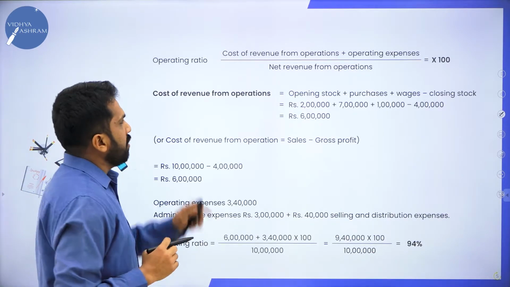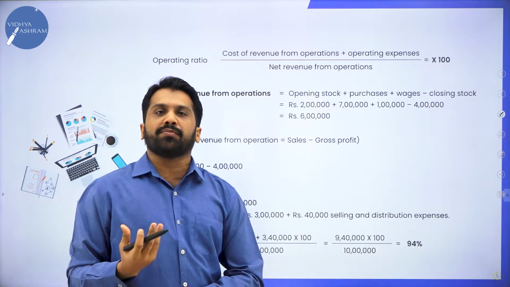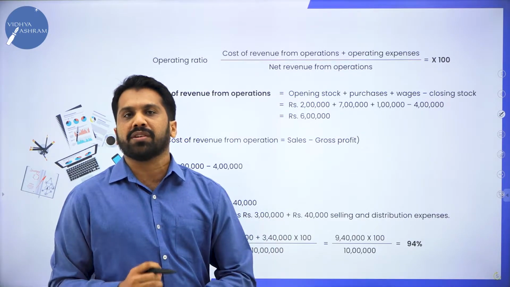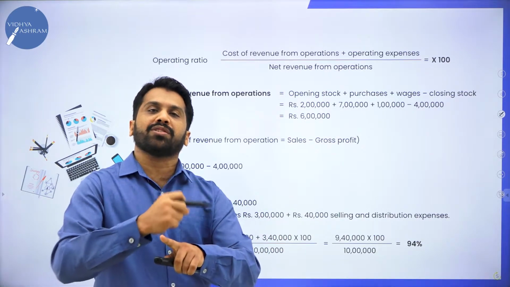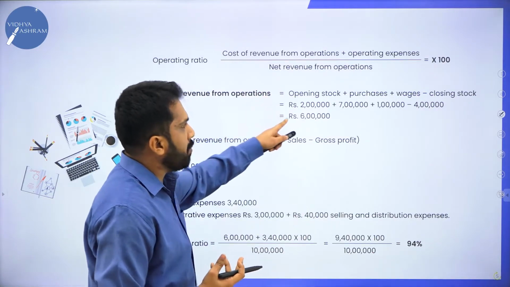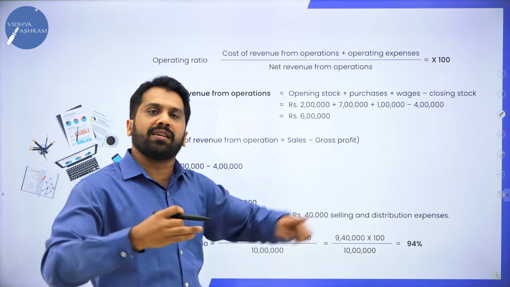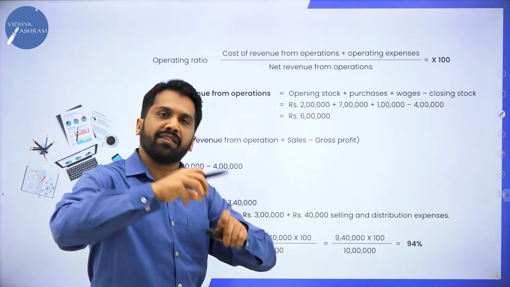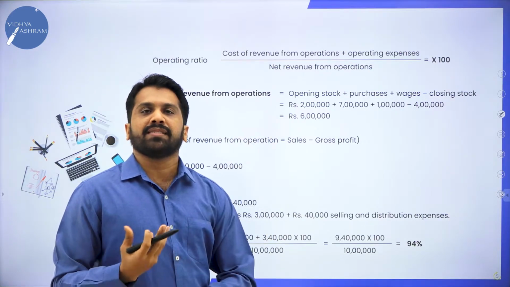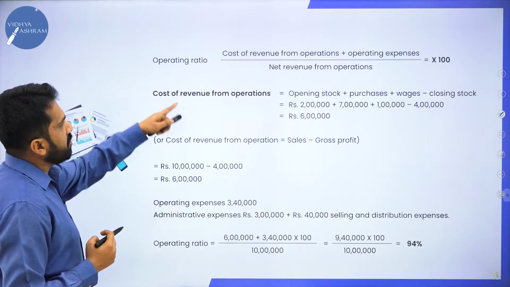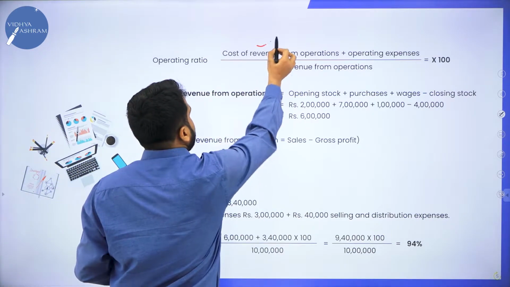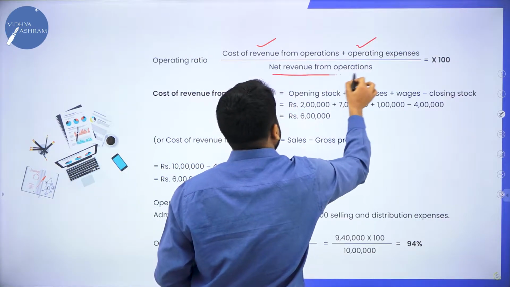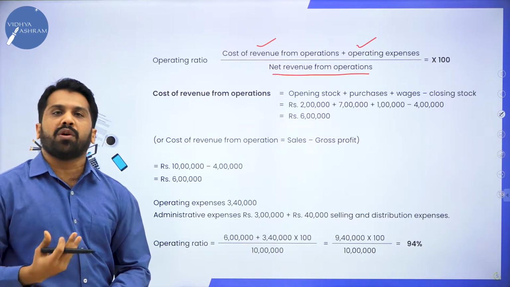Operating ratio. What is the formula? Operating means your operation cost, the direct as well as indirect cost. To run your business, whatever cost incurred, it may be for raw material as well as your general expenses, administration, selling expenses, everything comes under your operating cost. Clear? Now, what is your formula? Cost of revenue from operation plus operating cost divided by net revenue from operation.